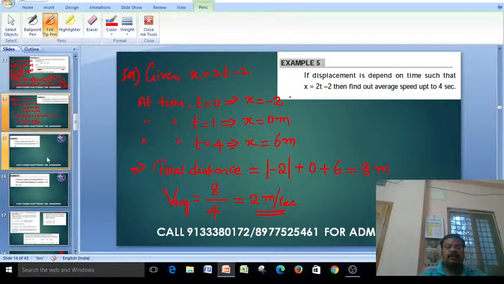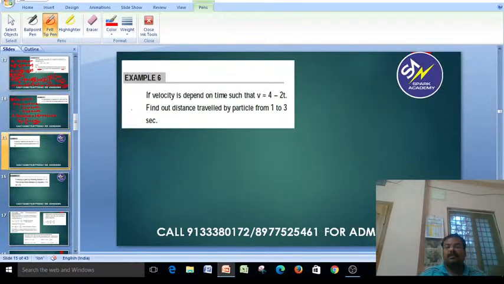Yes, next question let us try to take. The next example is, if velocity is dependent on time such that v is equal to 4 minus 2t, find out distance travelled by the particle from 1 to 3 seconds. See, this is one different type of question. Like these questions you will get, you have to follow one procedure.